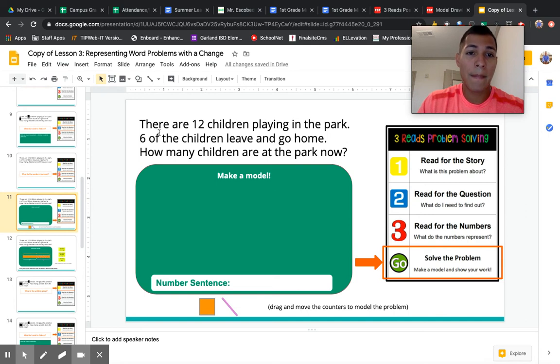Okay. There are 12 children playing in the park. 6 of the children leave and go home. How many children are at the park now? So now we're going to use cubes to represent children, right?